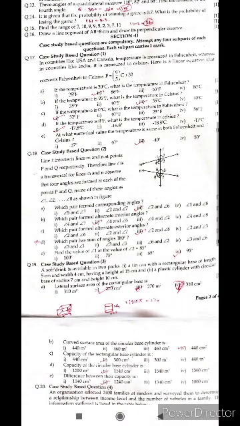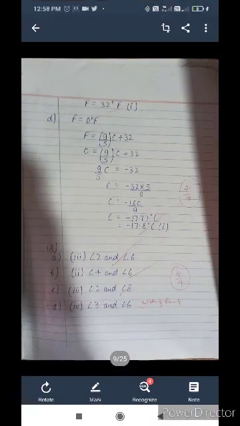Part number D is saying if the temperature is 0 degree Fahrenheit, what is the temperature in Celsius? So we will substitute F as 0. So 0 is equal to 9 by 5 C plus 32. 9 by 5 C equals minus 32. C will be minus 32 into 5 upon 9, that is minus 17.77 degrees Celsius. That is approximately minus 17.8 degrees Celsius.